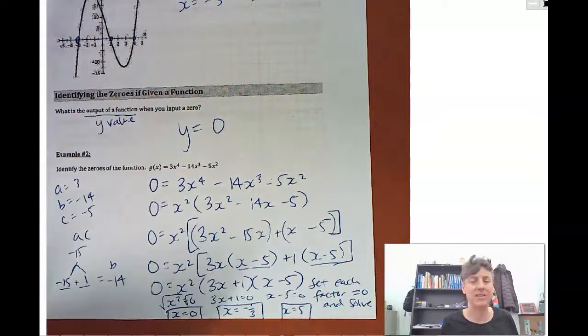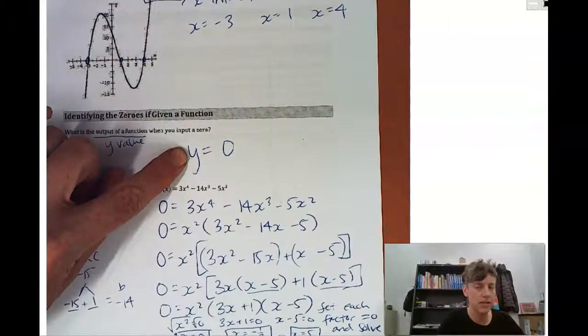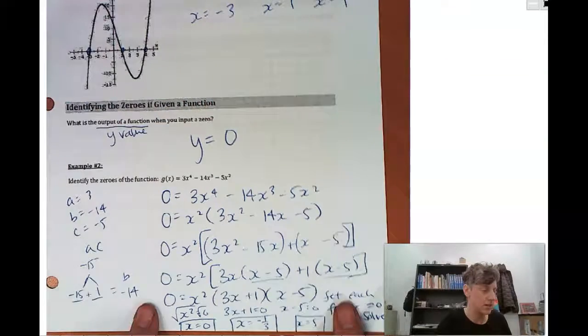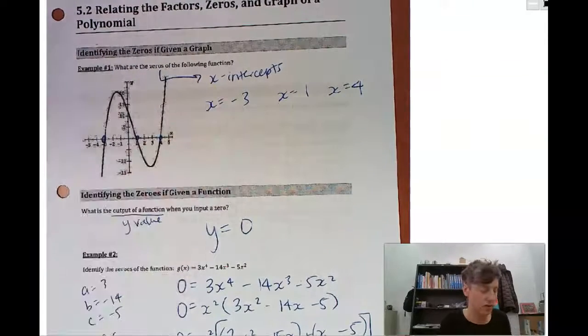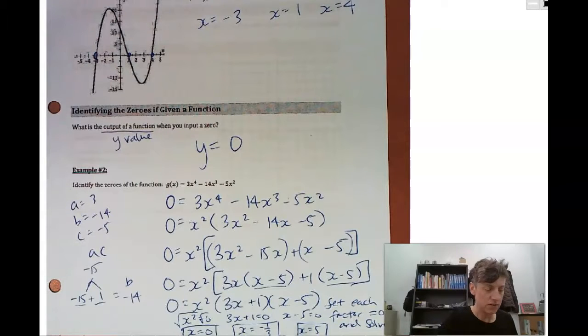Those are our zeros of the function. Zeros happen when the y value is 0. Another name for zeros is x-intercepts. We would have x-intercepts of this function at 0, negative 1/3, and positive 5.